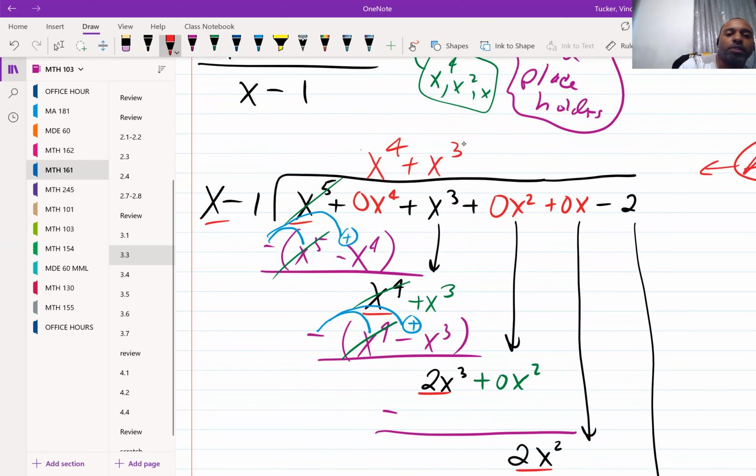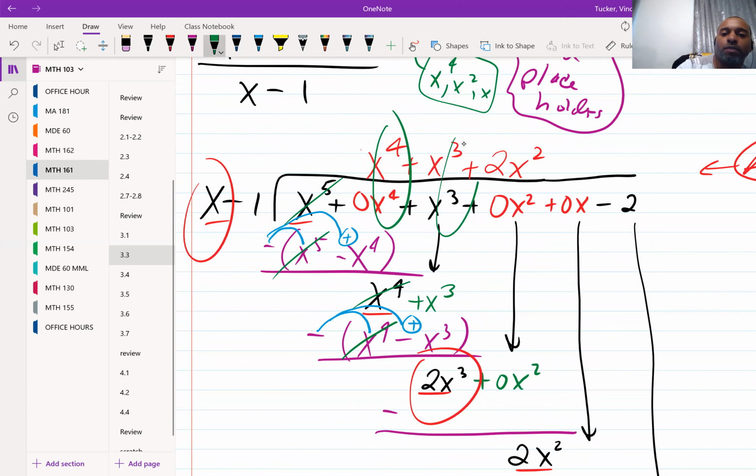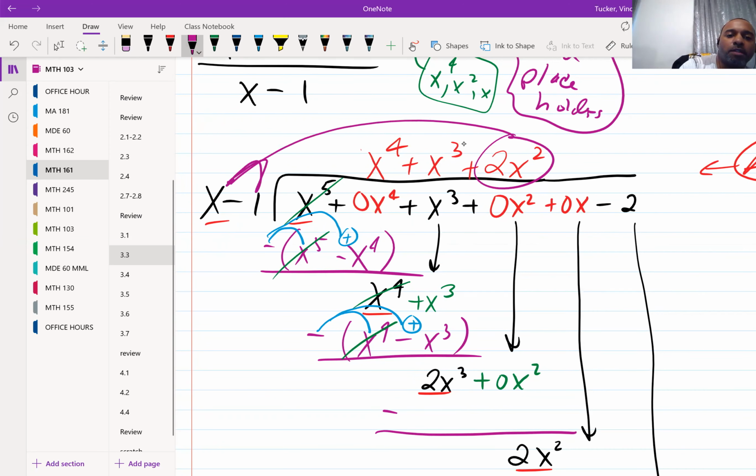Bring down 0x squared. And you say, compare your terms. We have x and x, 2x cubed. What times x will give me 2x cubed? And it's going to be 2x squared. Once again, notice how my terms are lining up. X to the fourth, x cubed, x squared. That's how it's supposed to work. If you start off correctly, that should be a hint as to what your next variable exponent should be, and all that good stuff like that. So it's going down in a progression. So 2x squared times x and times this -1. So that's 2x cubed minus 2x squared.